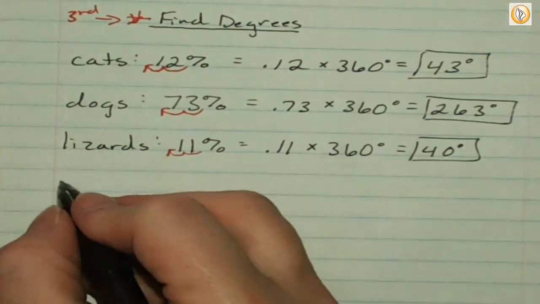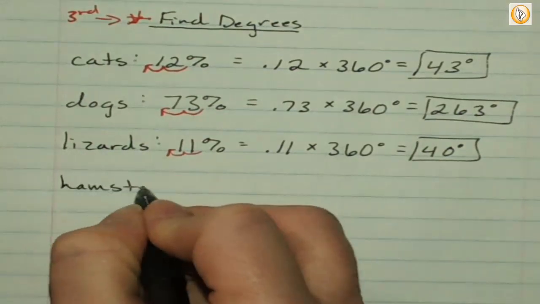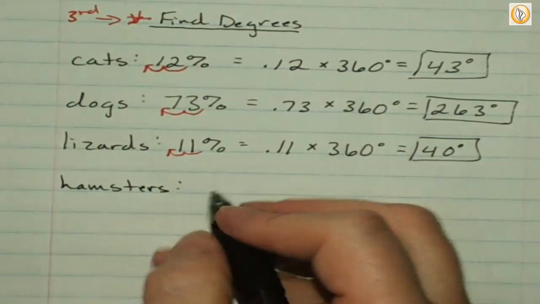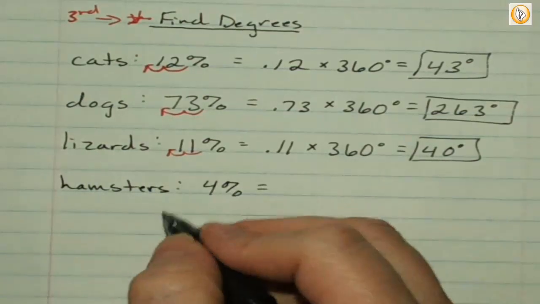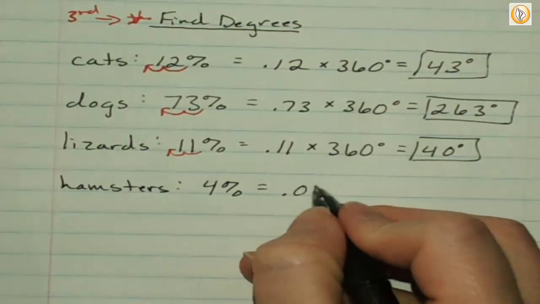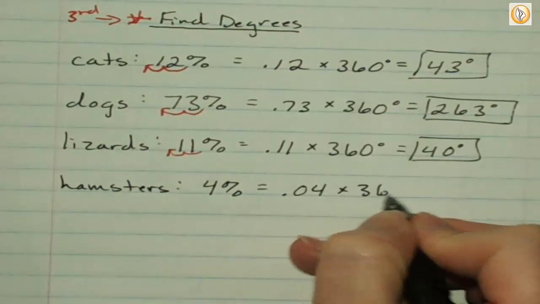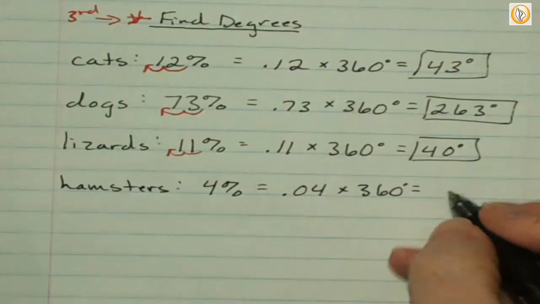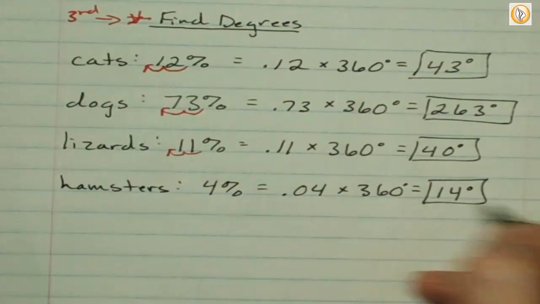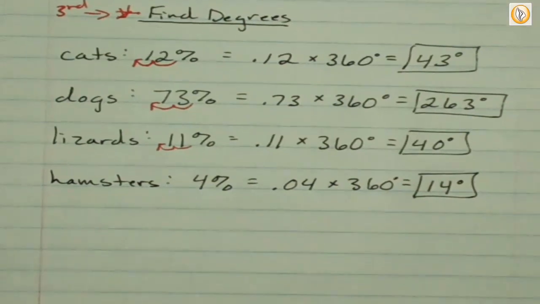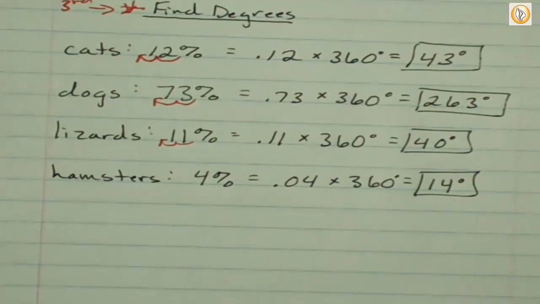Okay, and the last one, hamsters. Okay, I'll do this one. It's 4%. We move the decimal over. We get 0.04 times 360 degrees. And that would give us 14 degrees. Okay, so now we have all of our degrees. Here's your circle.